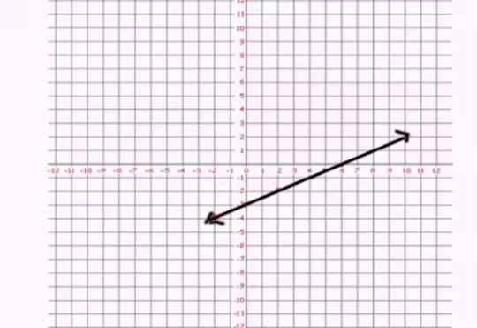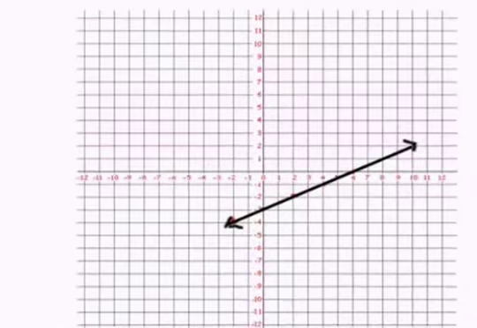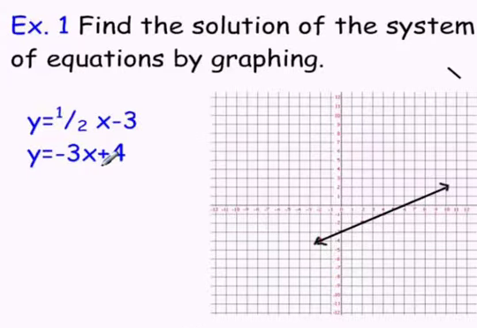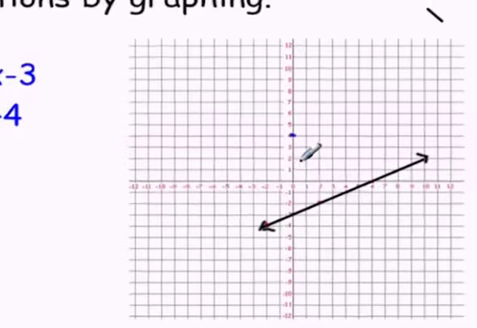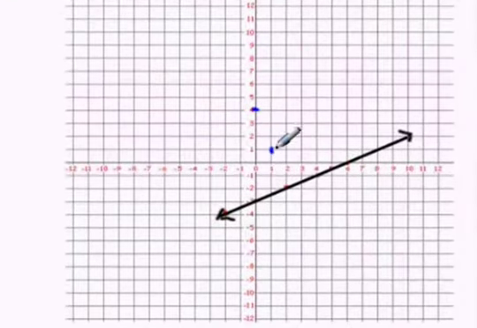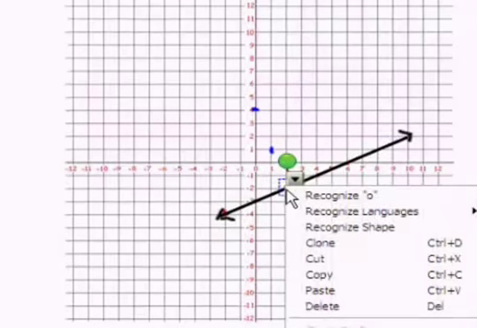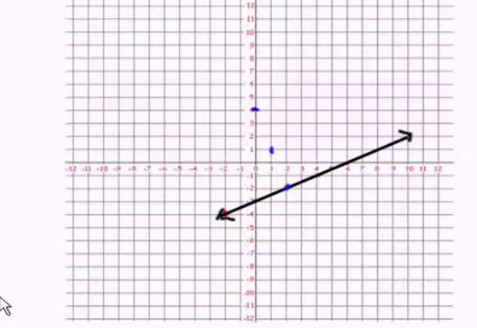Next, I want to graph y equals -3x plus 4. So I go to my starting point, my y-intercept, which is plus 4, and do my slope of -3, which is down 3 over 1. Do it again, down 3 over 1. Now I want to draw a line connecting all of those points like so.